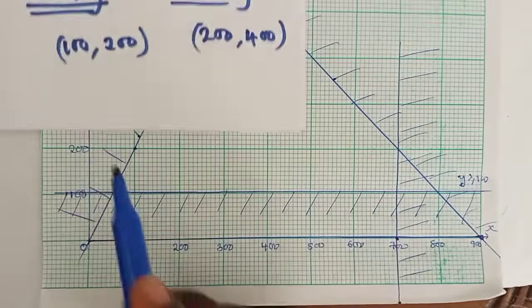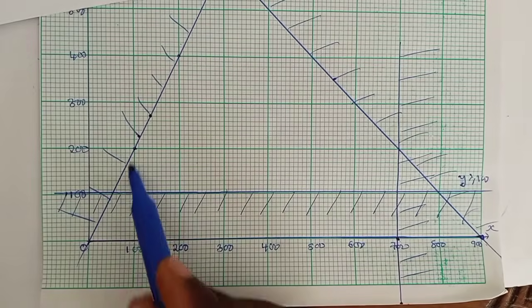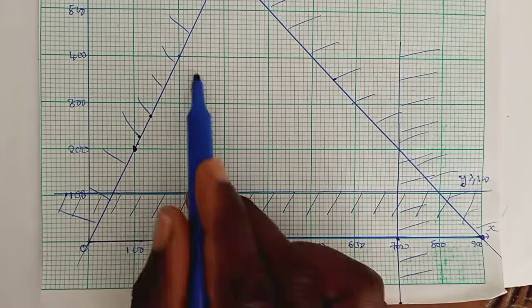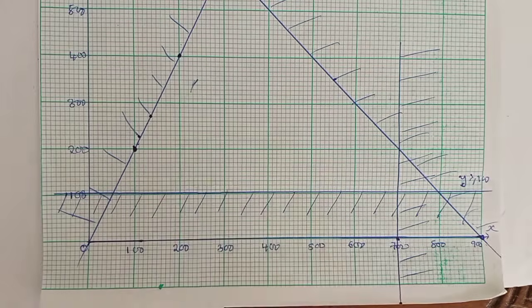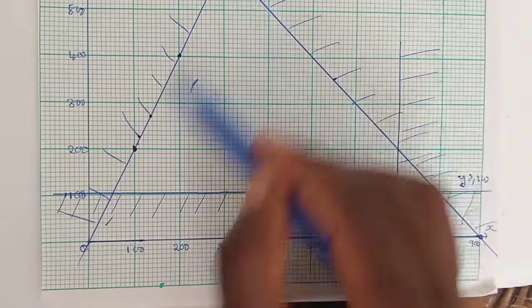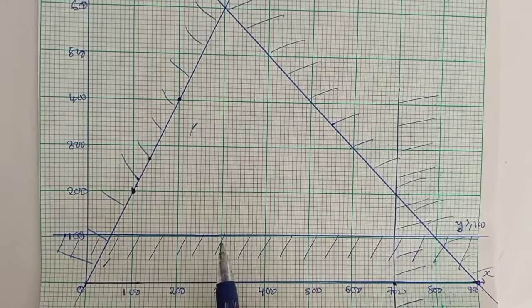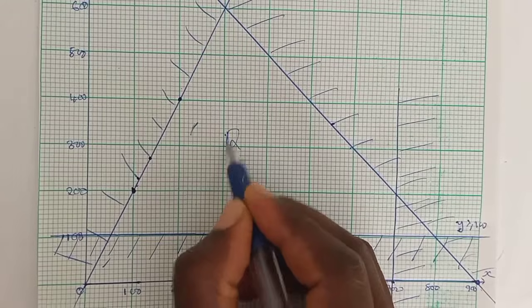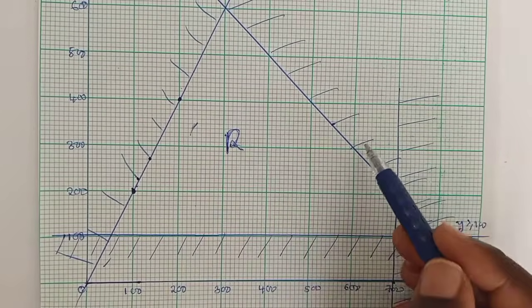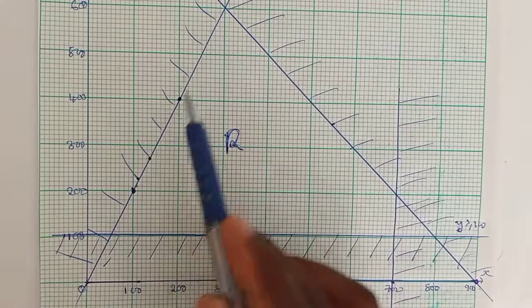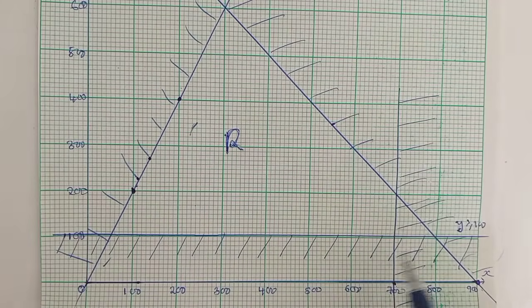So now when plotting, you say 100 is right here, 200 is here. This is where they are meeting. It's where the point is. 200, 400, it's right here. So now join these points. That's how we graph such kind of inequalities. So now our wanted region is right here. The unshaded region is right here. The unwanted is this side shaded, this side shaded, and also this side.